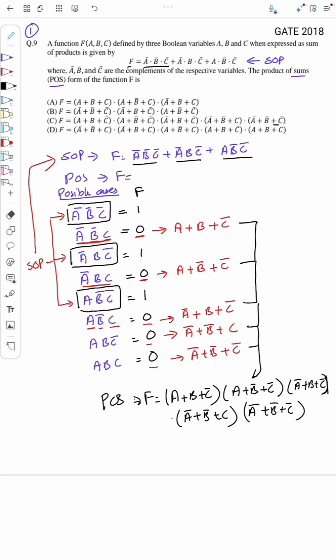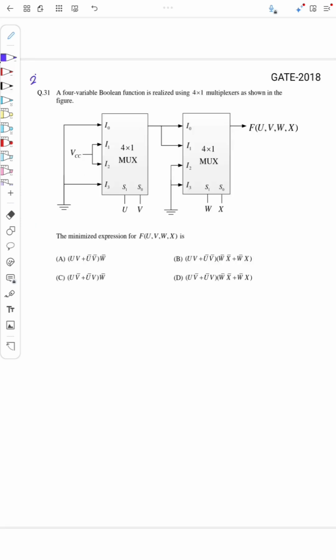Okay, so if you carefully see here, the answer is C: a plus b plus c bar, into a plus b bar plus c bar, into a bar plus b plus c bar, and into a bar plus b bar plus c, and a bar plus b bar plus c bar. So the answer is C.